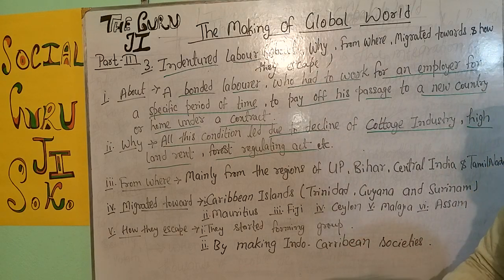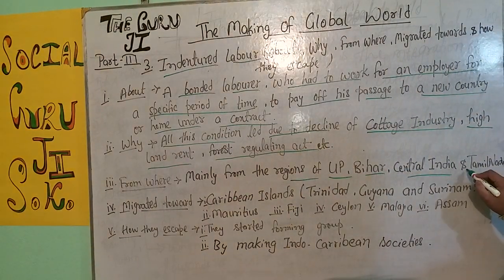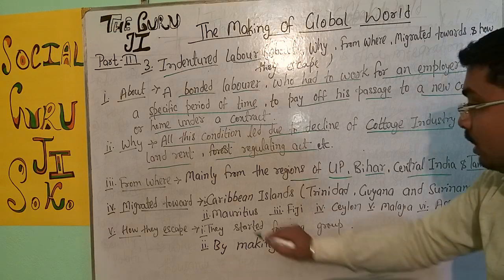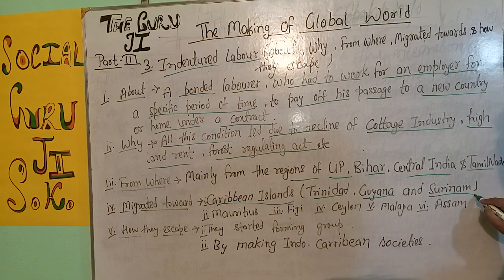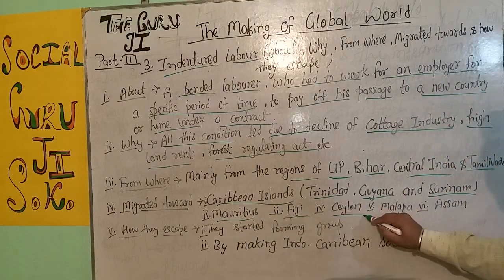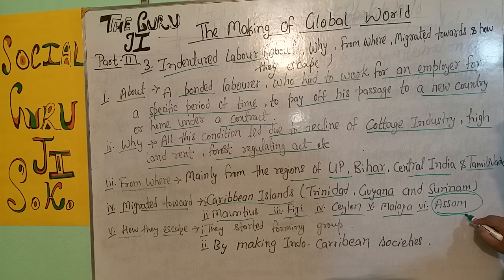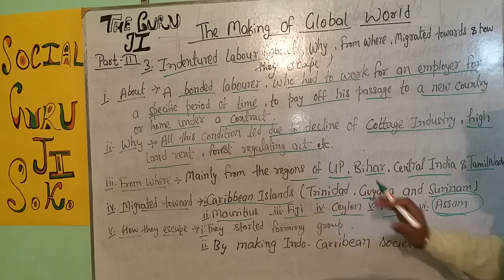Now from where? Mainly from the regions of UP, Bihar, Central India and Tamil Nadu. They just started migrating the people towards which areas? Areas of Caribbean islands like Trinidad, Guyana and Suriname. Also Mauritius, Fiji, Ceylon, Malaya and also in the parts of India's Assam for plantation works. So they started migrating people toward these countries, mainly toward these countries.